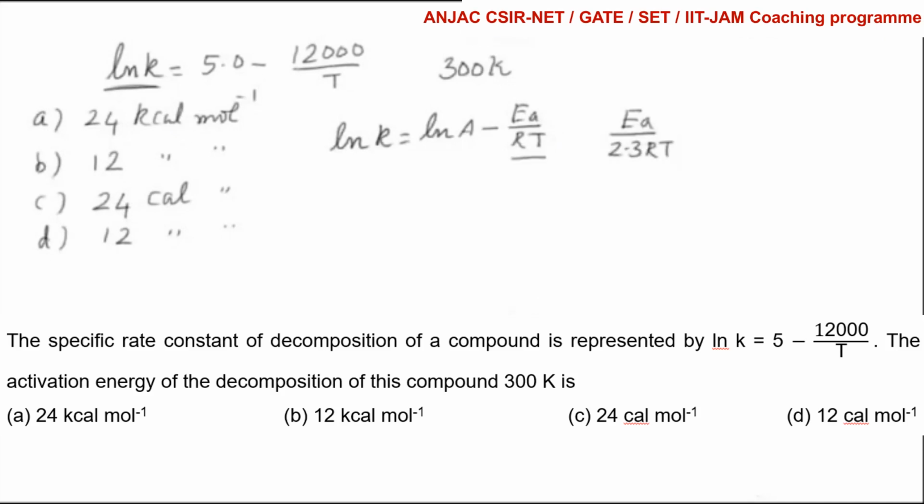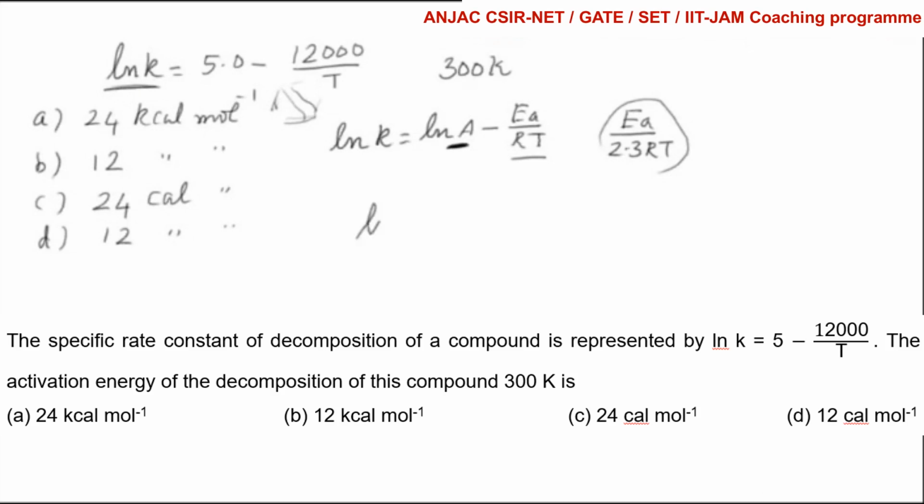It is Ea by 2.3 RT. Why is it correct? Because it is given in the common logarithm. If it were in the natural logarithm, it would be Ea by RT. Now correlate this general equation with the given equation. Now you will understand whether you are able to find the answer or not. It can be easily done, and from it you can also calculate the value of A.